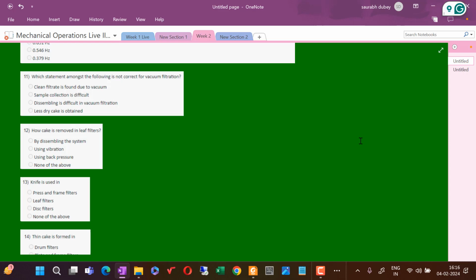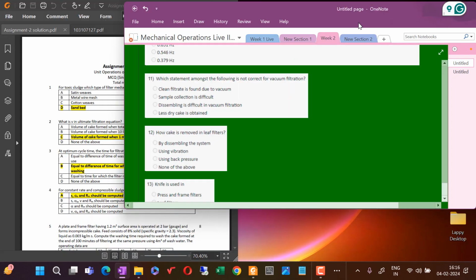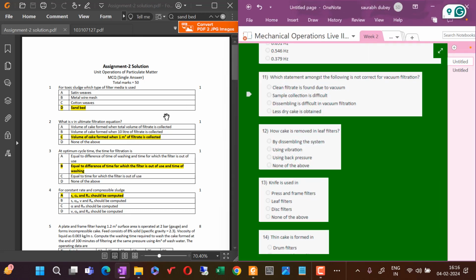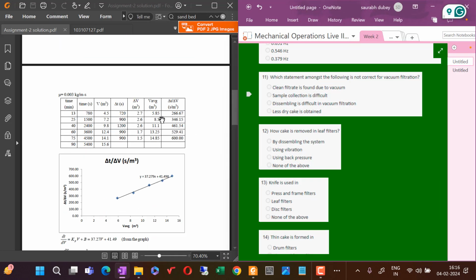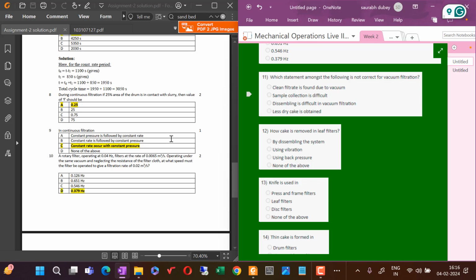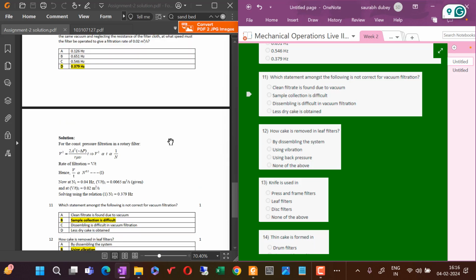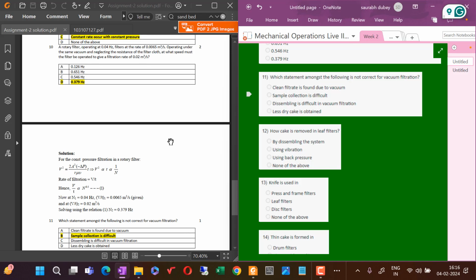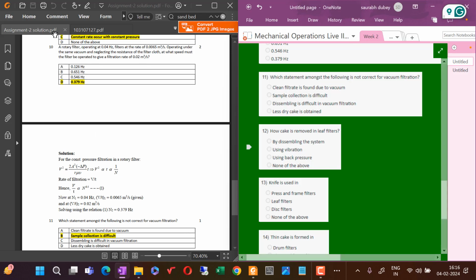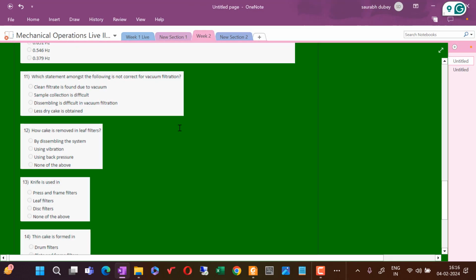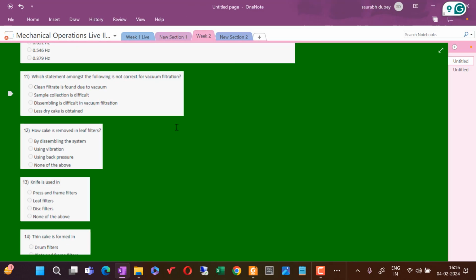Which of the following is the correct option? The 11th question is about sample collection being difficult in vacuum filtration. That is there in the slide, so everything is well written over. This will be a reminder for you to look at this.